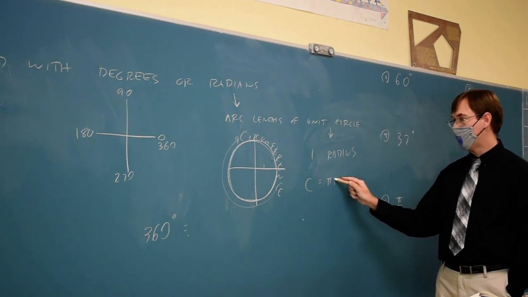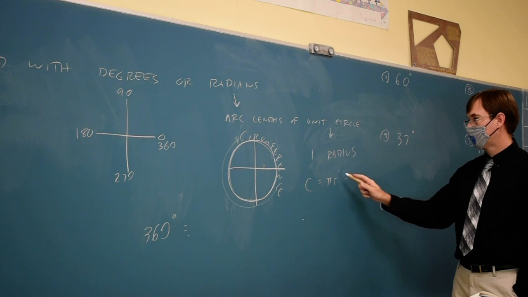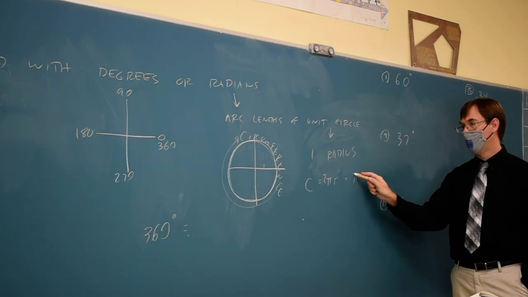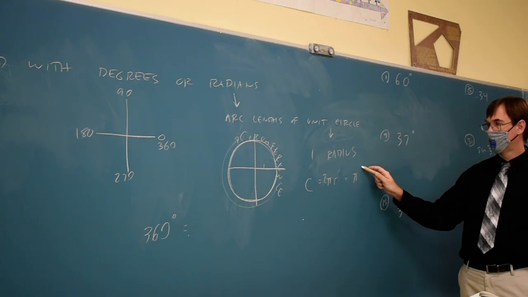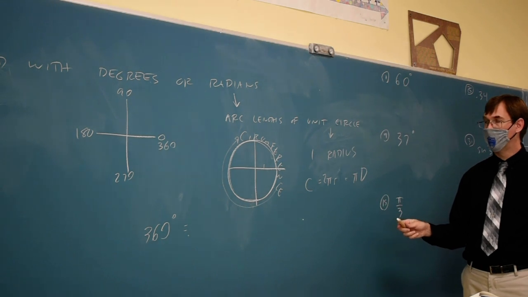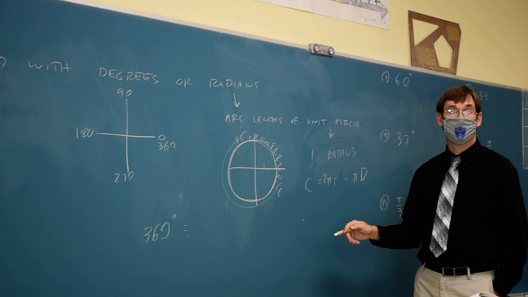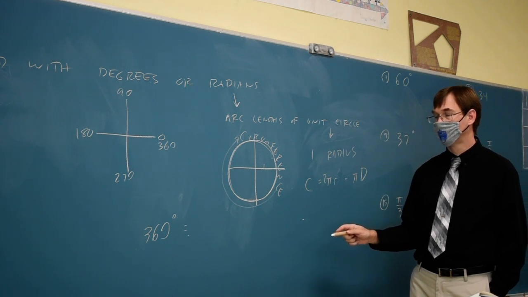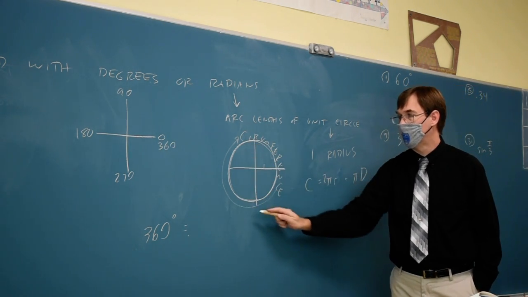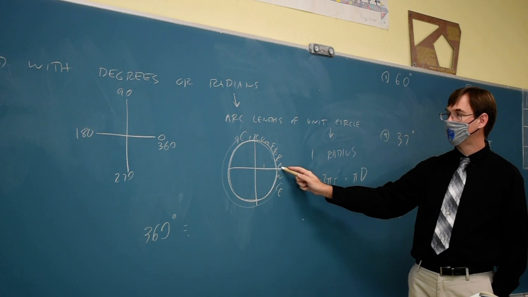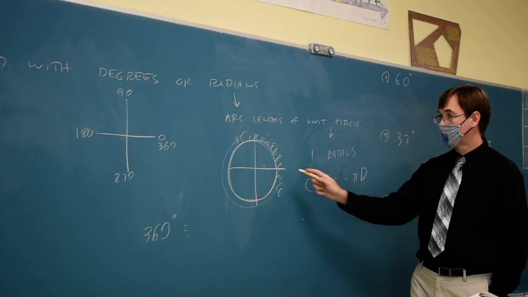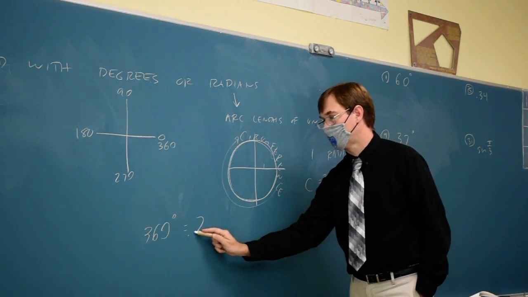We could go 2 pi r, or we could go pi times diameter, either way. How much of a pi thing would this one give us? How far is it around this? 360. 2 pi. 2 pi.